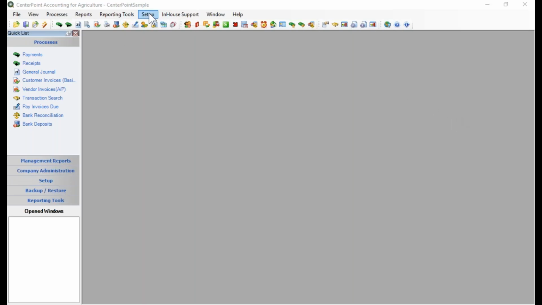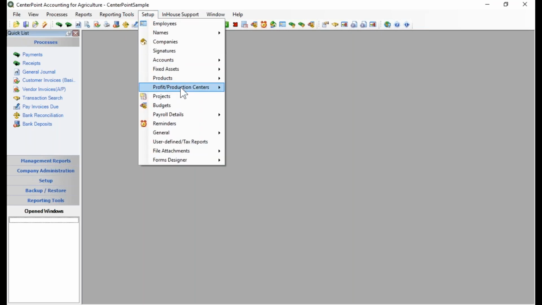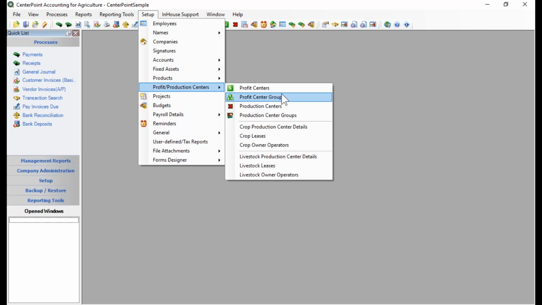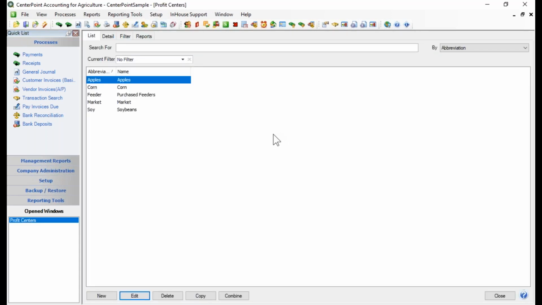To set up profit centers, we're going to click on Setup. We're going to go down to Profit and Production Centers and then over to Profit Centers. You can see here that I have some profit centers already set up for my company.